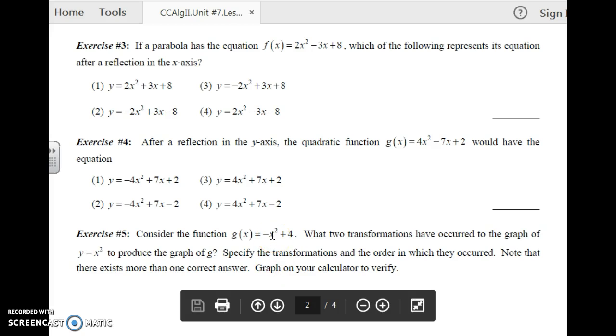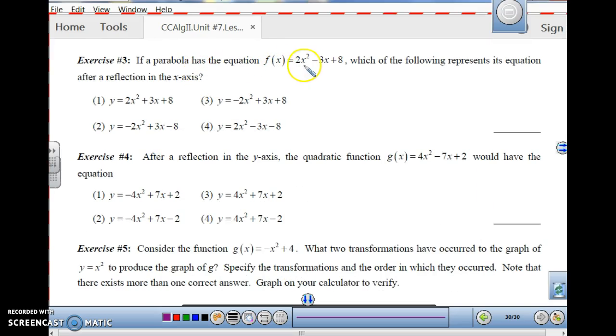Exercise 3. If a parabola has the equation f of x equals 2x squared minus 3x plus 8, which of the following represents its equation of reflection in the x-axis? Okay, reflection in the x-axis means we negate the y. So this is actually going to be negative f of x. So we want to negate this entire thing.